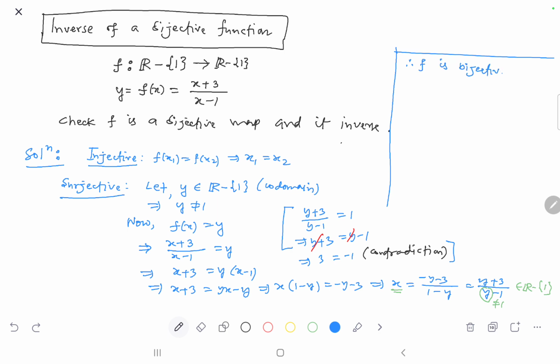Now, if it is bijective, we can calculate its inverse. How do we calculate the inverse? We start with y equal to f(x), so y equals (x plus 3) divided by (x minus 1), and solve for x. What people do is interchange x and y first, which is a clever idea. In the place of y put x, and in the place of x put y. Then solve for y.